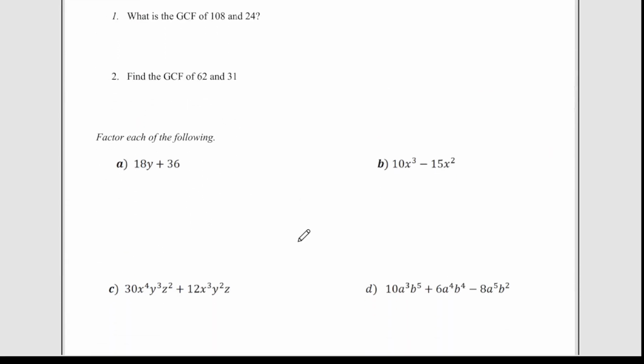So let's do a little bit more practicing. I would encourage you to go ahead and pause your video and try out these on your own and then compare with what we get.